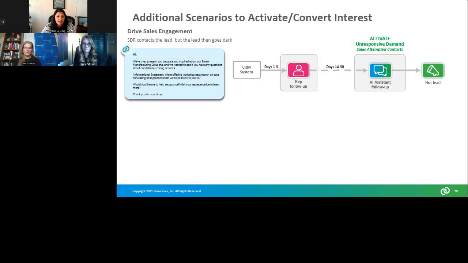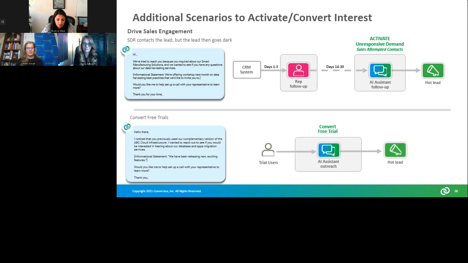And then the other one here is around how you can activate and convert interest. I talked a little bit about that: if you have that SDR that's reaching out and it's gone silent, you could definitely use an AI assistant to follow up. And then there's converting free trials. You could have all your trial users there. You could say, hey, I noticed you previously used our complimentary version. What can we do to get you back with us again? Can we set up a call to see if there are any requirements that we might be able to address for you? So just a couple of scenarios here of where you can use conversational AI more in that middle of the funnel to push or accelerate opportunities that have been stalled or have gone silent on you.